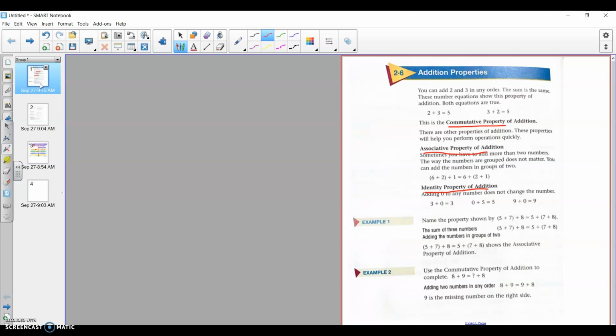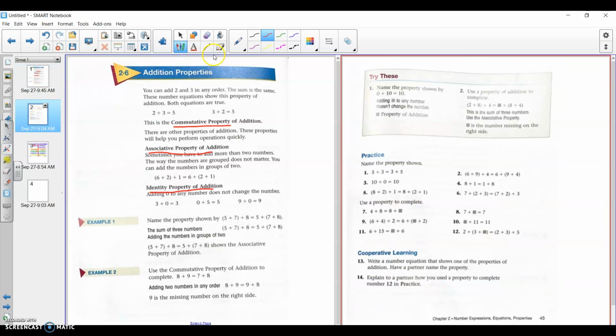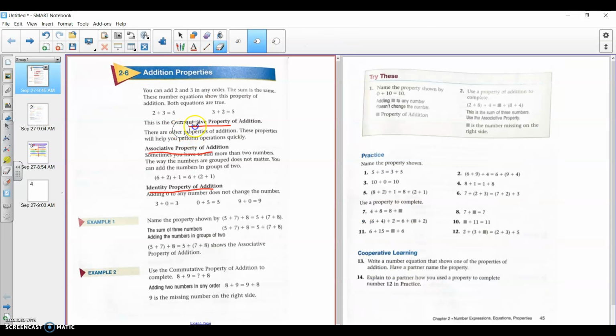So going back to our book page here, I'm going to erase those so I can actually read what's printed there. You can add 2 and 3 in any order. The sum is the same. So they're saying 2 plus 3 is 5 and 3 plus 2 is 5. So in any order, it's the same answer. These number equations show the property of addition. Both equations are true. So again, 2 plus 3 is 5 and 3 plus 2 is 5. This is the commutative property.